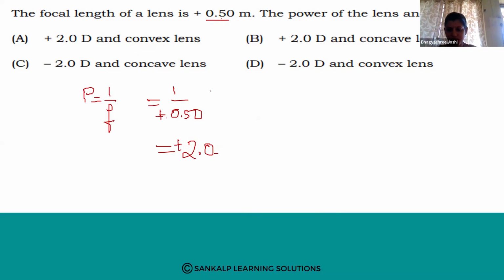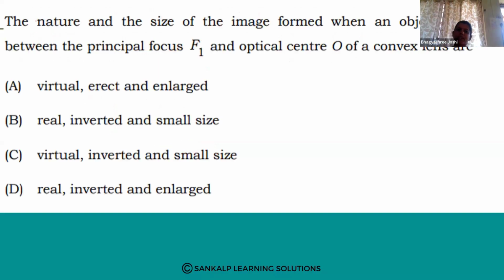When you get a positive sign, it is a convex lens. So in case of convex lens, you are going to get a positive sign. In case of concave lens, it is negative. So option A is right. Where you get positive, it will be convex; where you get negative, that is a concave lens. Remember.